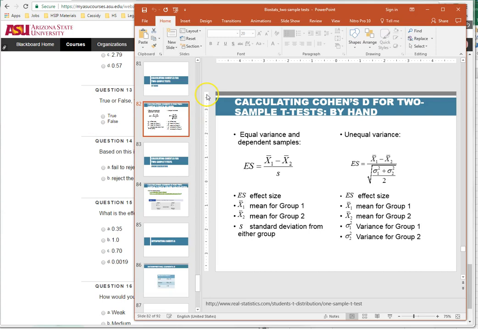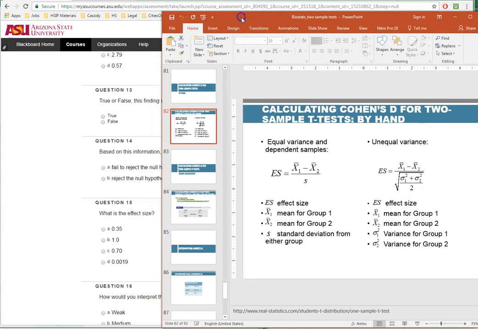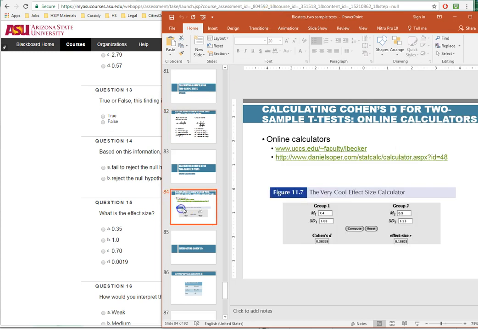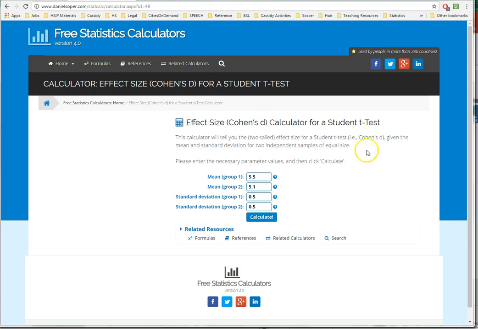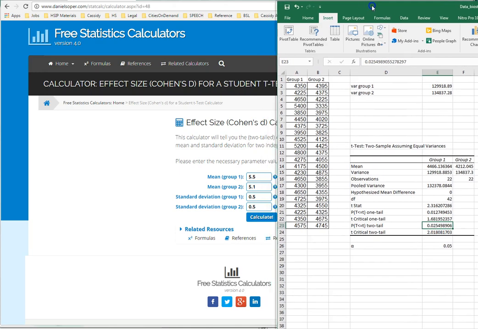So the next thing that I need to figure out is the effect size. So I have here the formulas for effect size that we went over in class. I can either use the formula and plug the information in by hand, or I can use one of our calculators to figure out the effect size. So I'm going to use this calculator, the danielsoper.com calculator, to figure out the effect size. So if I go to this calculator, it needs to know some information. It needs to know the mean.